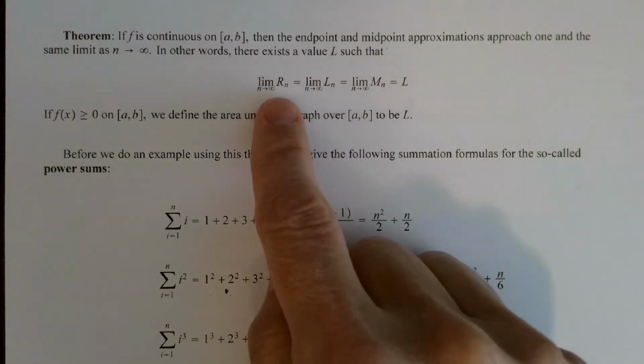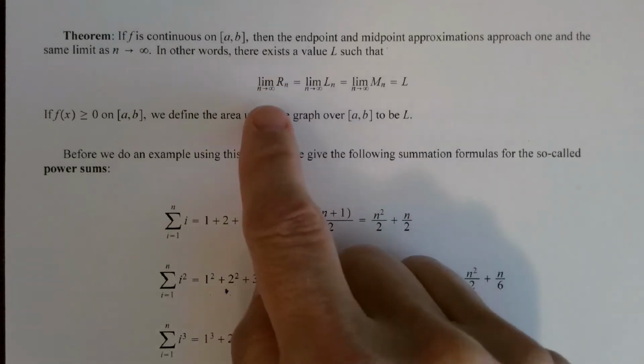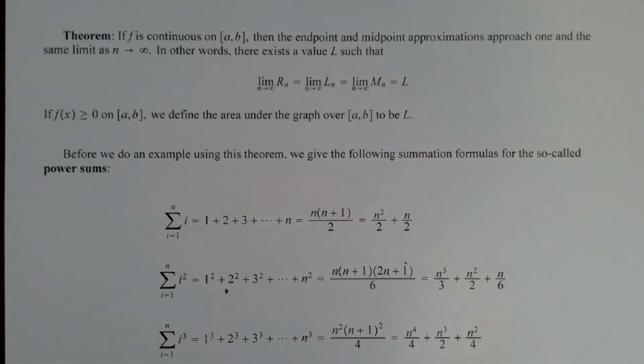Each one of these, if there exists a value L such that the limit as n goes to infinity, in other words, as the number of subintervals increases without bound, and of course by the way we've been looking at it, delta x, the width of the subinterval, is going to go closer and closer to zero, right? Getting closer and closer to zero as n goes to infinity. The rectangle's width is getting smaller.